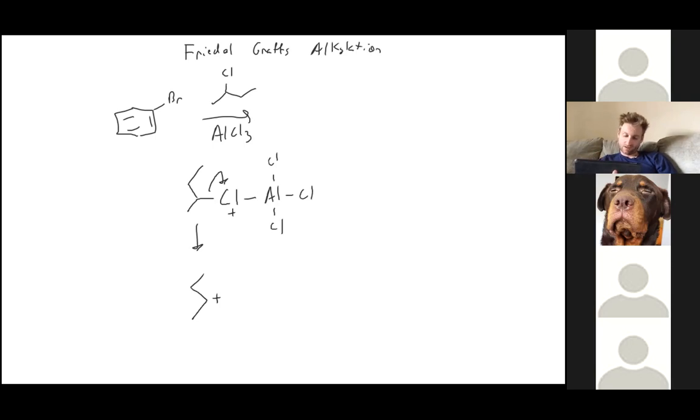So from here, bromine is a group 4, which is still an ortho-para director. I'm going to draw the para mechanism. It can do an attack on this positive charge.